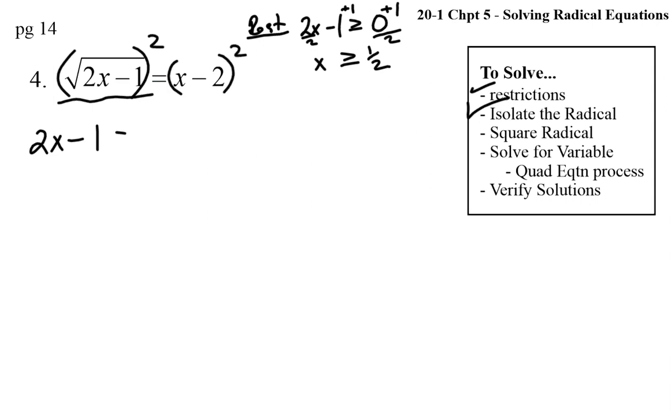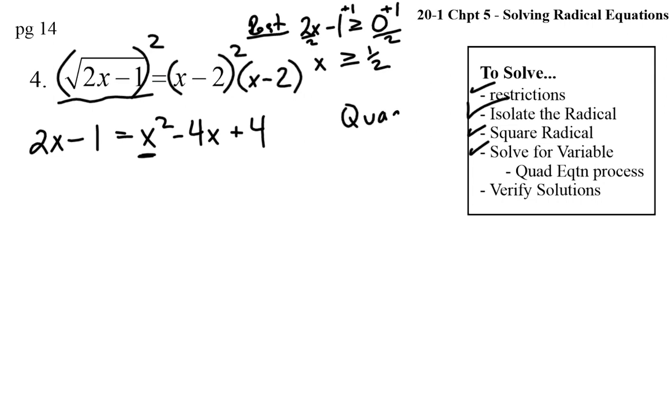Square the other side. FOIL. x minus 2 squared. Remember, you have to do FOIL there. So we have x squared minus 4x plus 4. So what do we have to do now? We squared the radical. Well, now we're solving for the variable. Again, we see that we have an x squared, so we have a quadratic equation that needs to be solved.